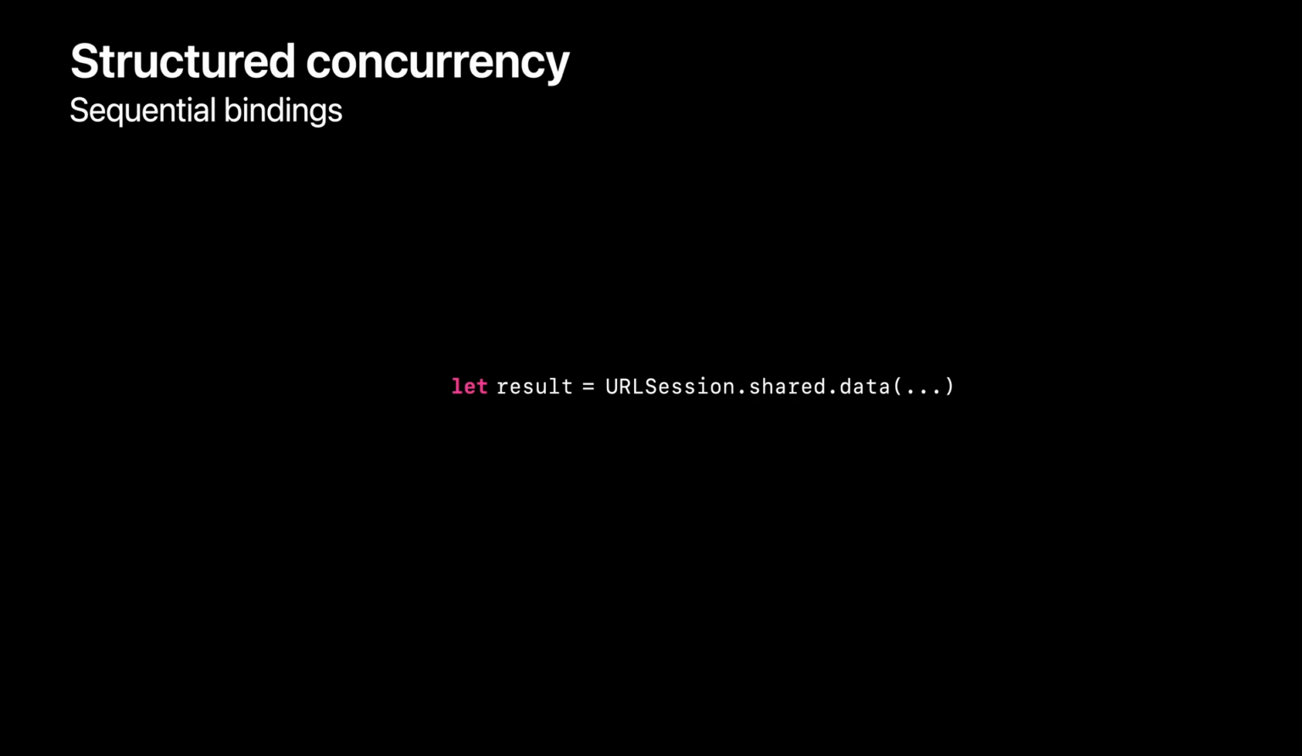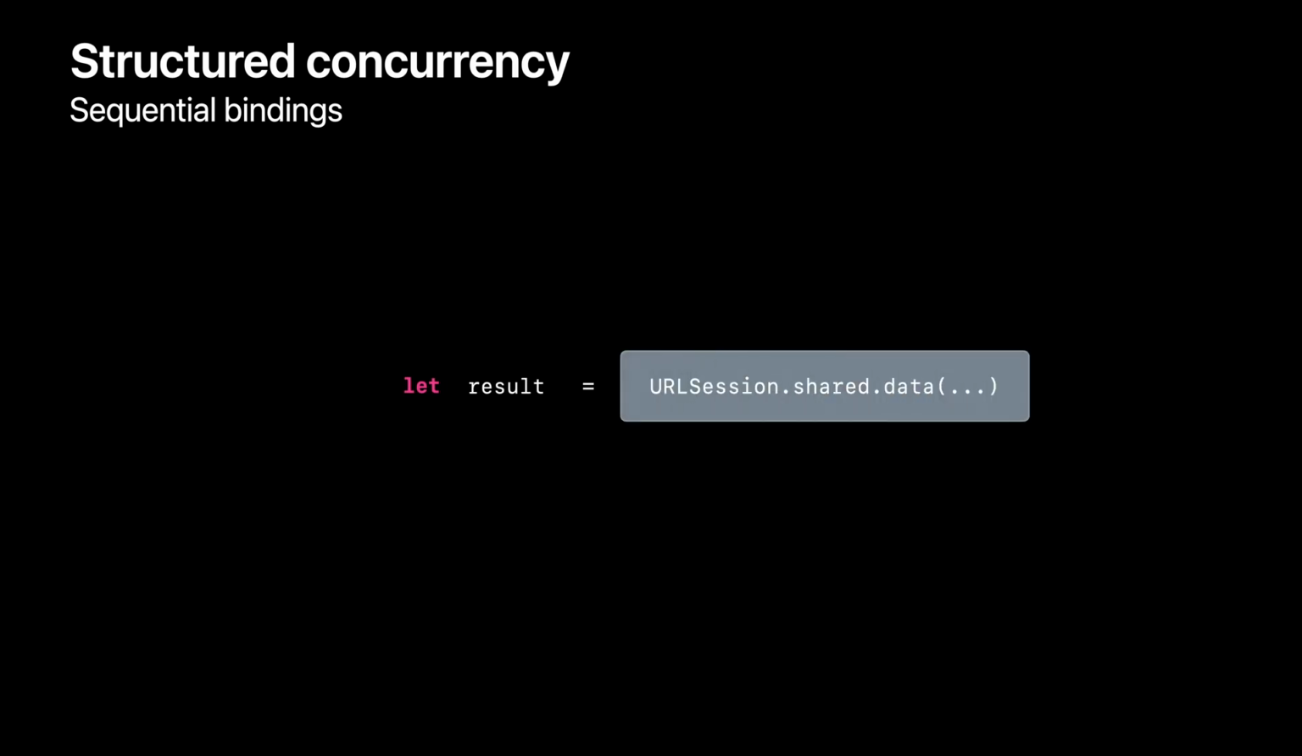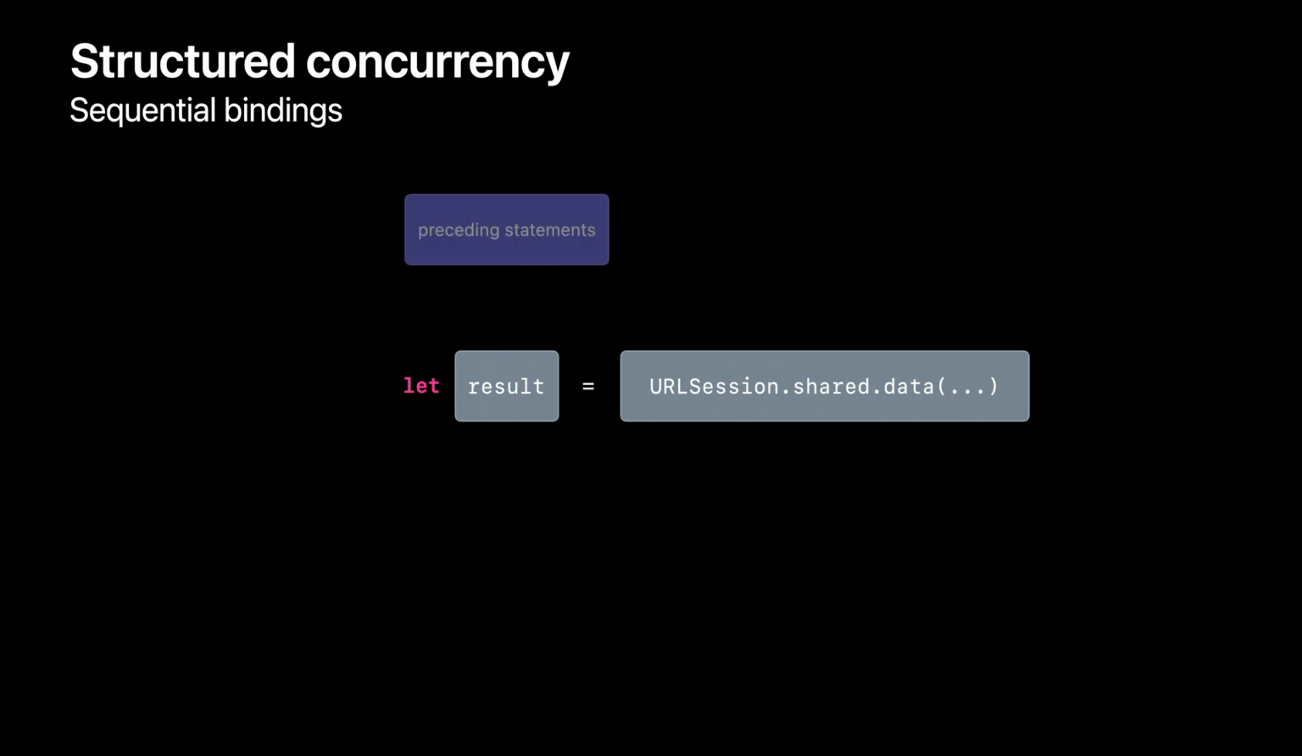To help you understand this new syntactic form, I want to first break down the evaluation of an ordinary let binding. There are two parts: the initializer expression on the right side of the equals, and the variable's name on the left. There may be other statements before or after the let, so I'll include those here too.